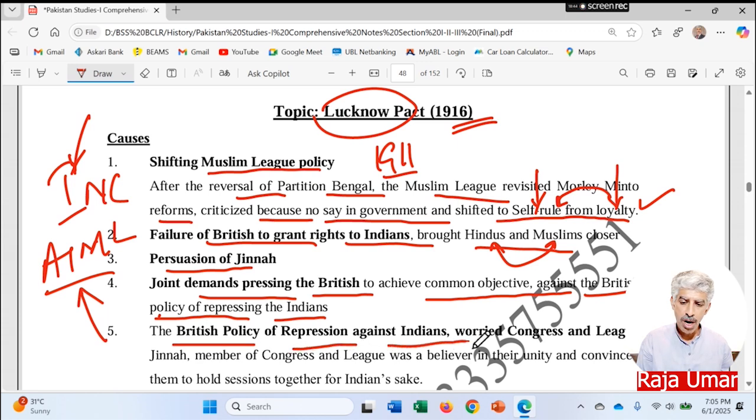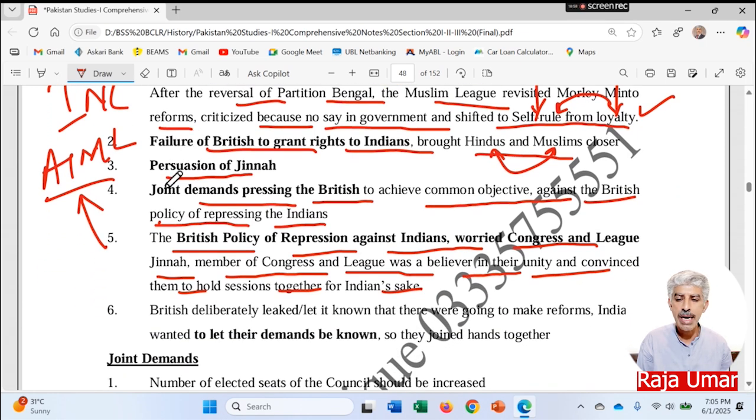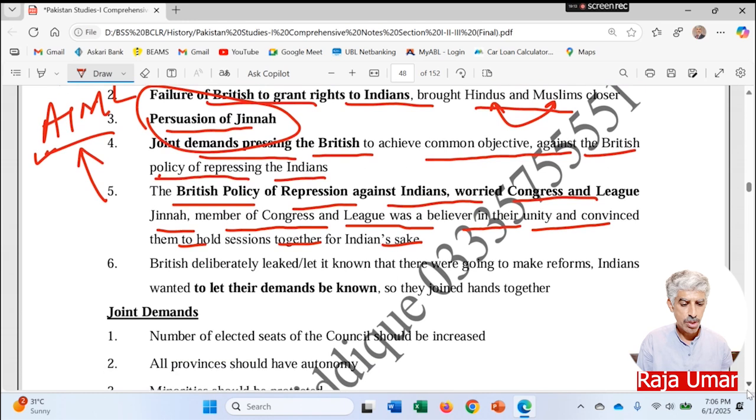The British policy of repression against Indians worried Congress and League. Jinnah, a member of Congress and League, was a believer in their unity and convinced them to hold the sessions together for Indians' sake. This is what I've said: it is all about the efforts of Muhammad Ali Jinnah, as he was a member of both major political parties of the subcontinent, Indian National Congress and All India Muslim League. So he convinced the leadership of both to sit together. The British deliberately let it be known what was going on to make these reforms. Indians wanted their demands to be known, so they joined hands together.